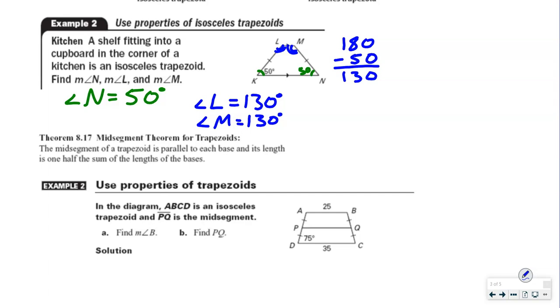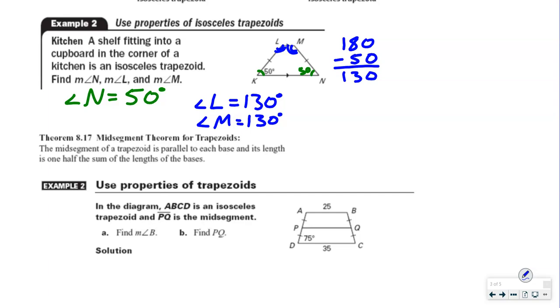Now that's just with the isosceles trapezoids. In a regular trapezoid, your side angles, or your consecutive interior angles, are still going to be supplementary, but the base angles aren't going to match up. The base angles are going to be different. So even though your left side will still add up to 180 and the right side will still add up to 180, the bottom will not be the same and the top will not be the same in a normal trapezoid.